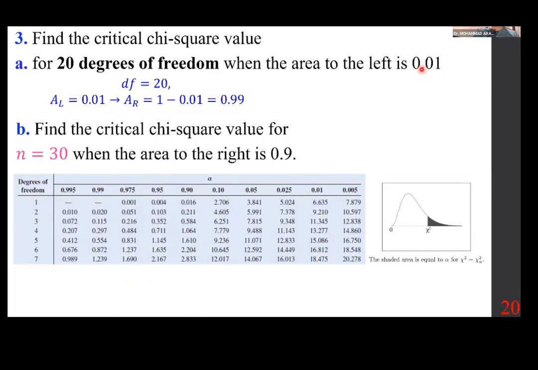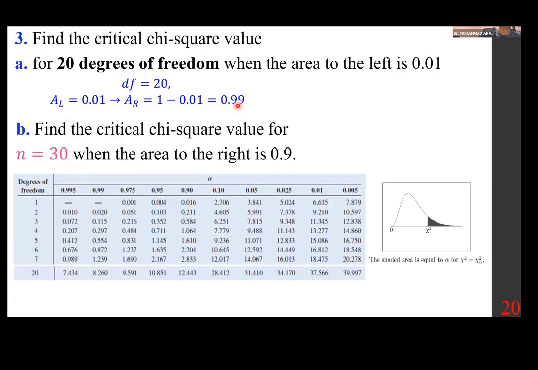So degrees of freedom is given. Area to the left is given. Area to the right is the complement of that. The total area, as always, is 1 representing probability, so 0.99. So take a look. We find number 20, and we find the 0.99 at top.